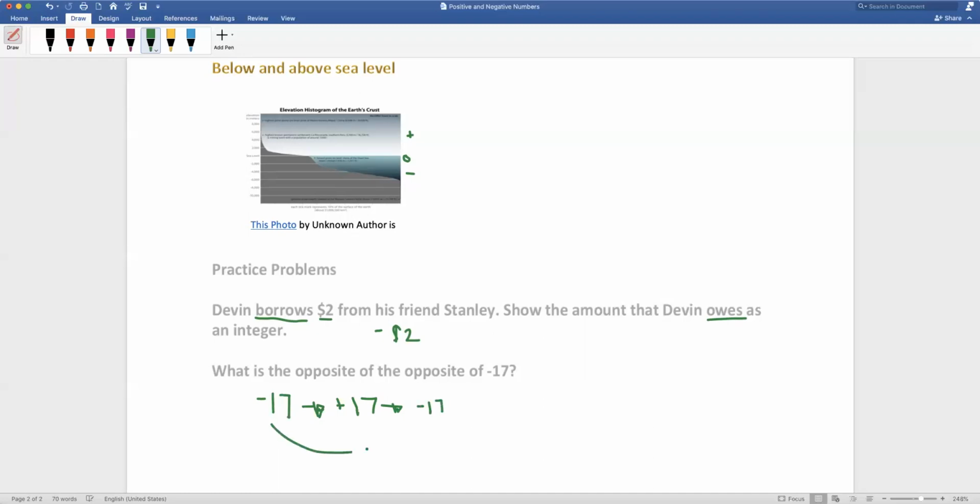So as you see, these two are the same number, and we started at the same place and ended at the same place. So also based on the opposite of the opposite rule, our answer is correct. The answer is negative 17.